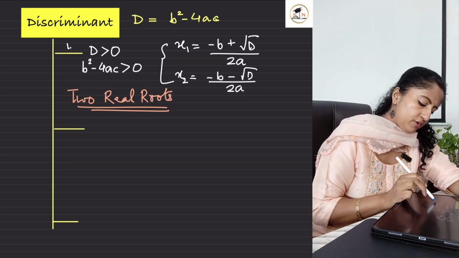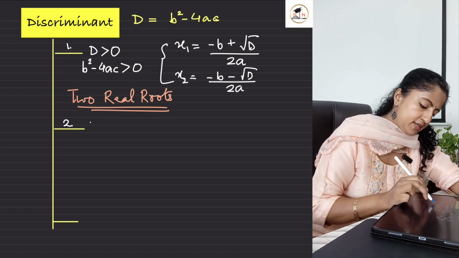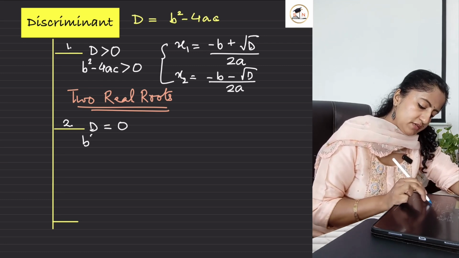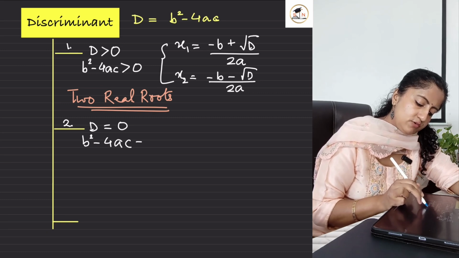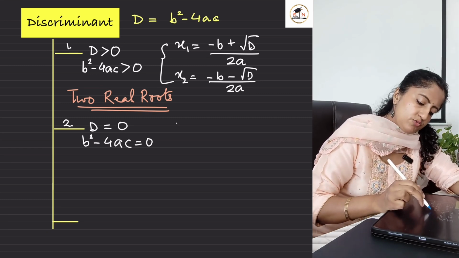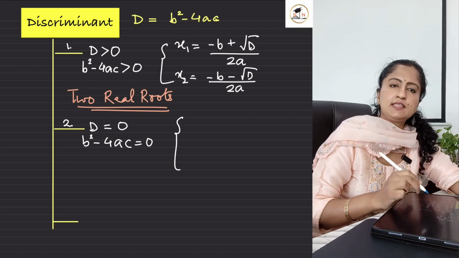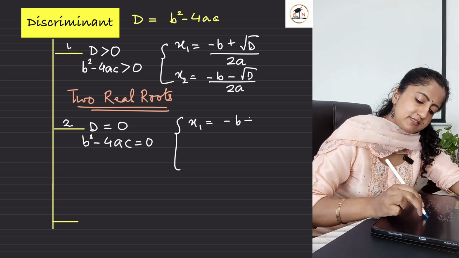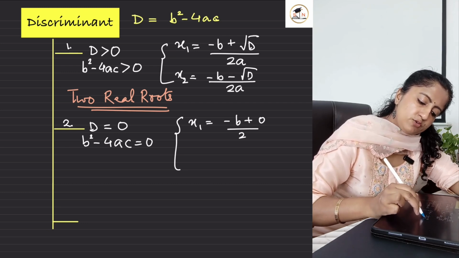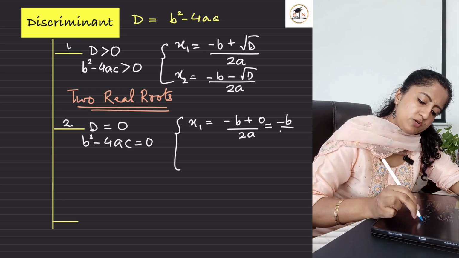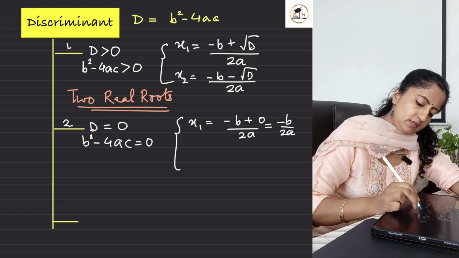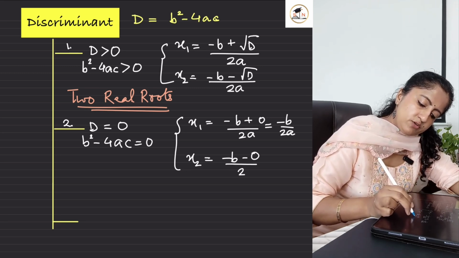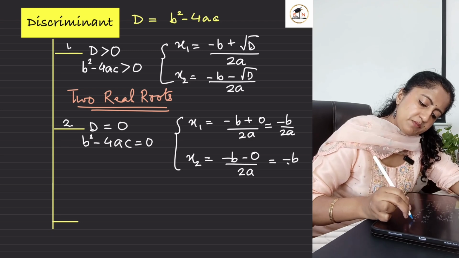Okay, now moving on to the second case. When our d equals 0. Okay, d equals 0 means our b square minus 4ac equals 0, right? So what are going to be the values of our x in this case? x1 comes out to be minus b plus 0 whole divided by 2a, and hence it is just minus b by 2a, right? The second value, x2 minus b minus 0 divided by 2a, and hence minus b by 2a.